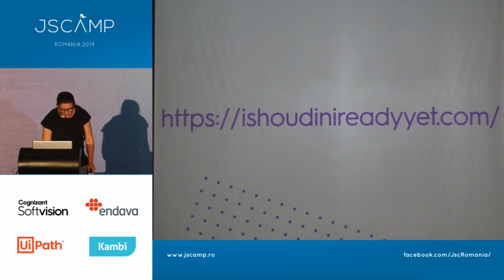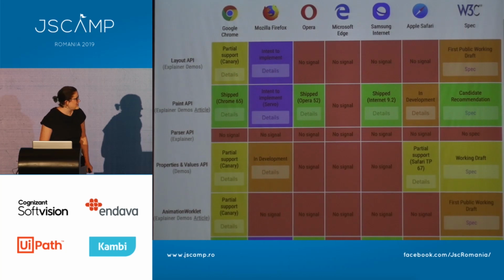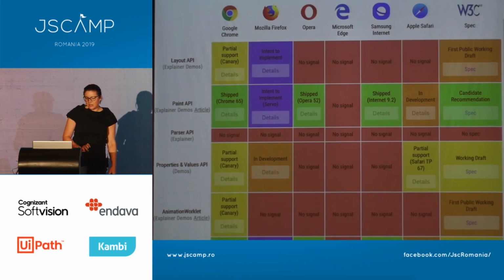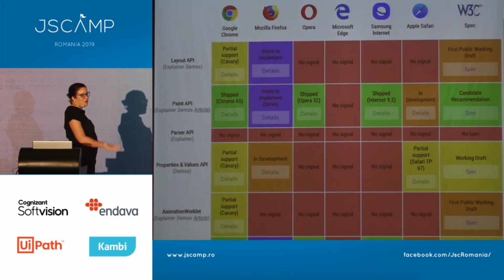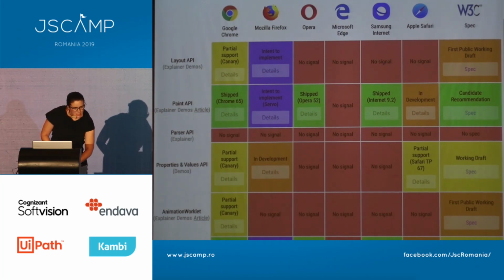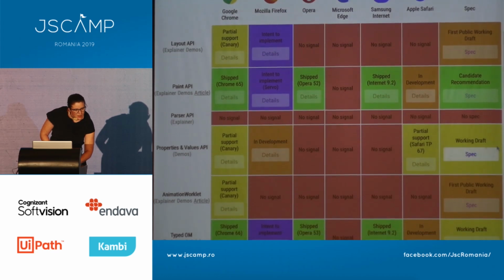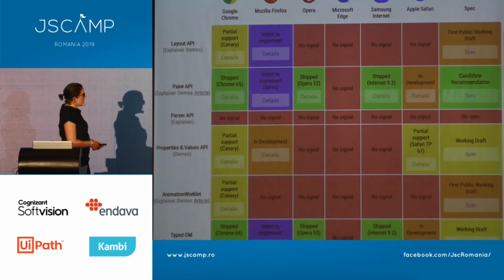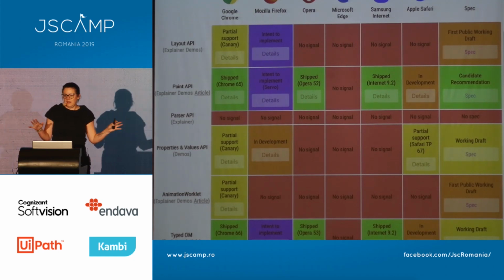Now, hopefully, yes. This is Houdini ready yet? This was built by Surma at Google, who apparently is getting a lot of shout-outs today. And this shows you the state of these APIs in the browsers as it stands. My apologies, because typed.om is slightly cut off there. There we go. So everything in red, don't worry about it.